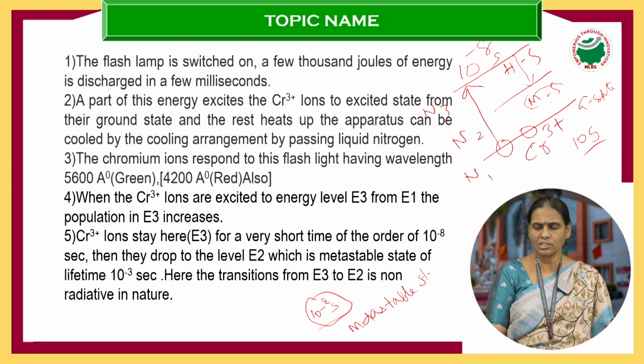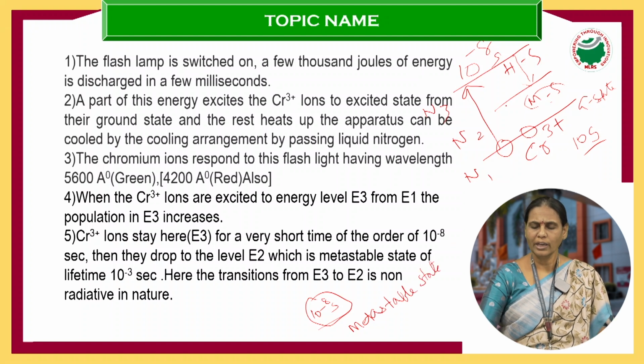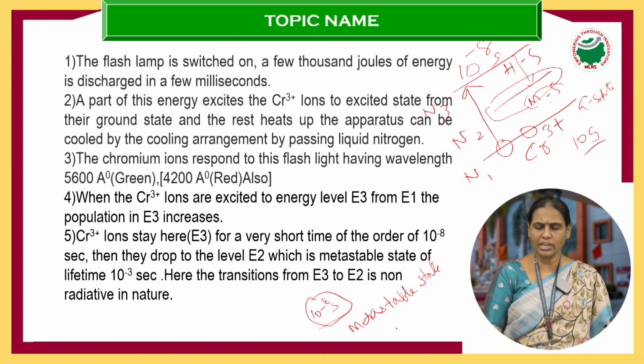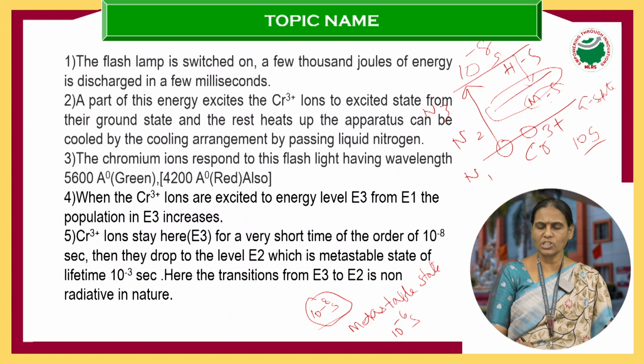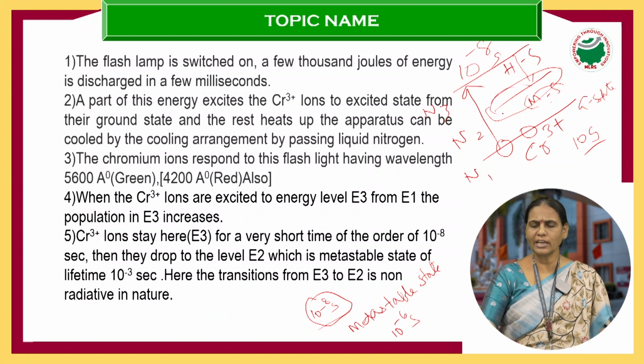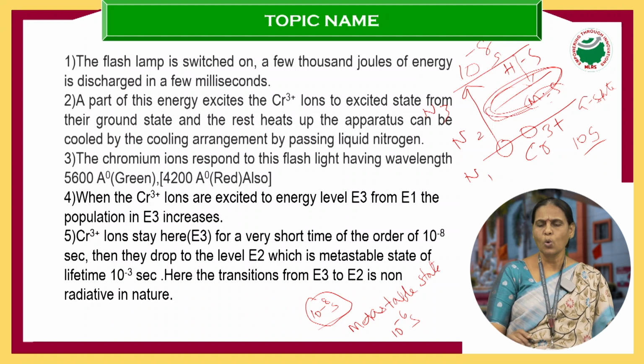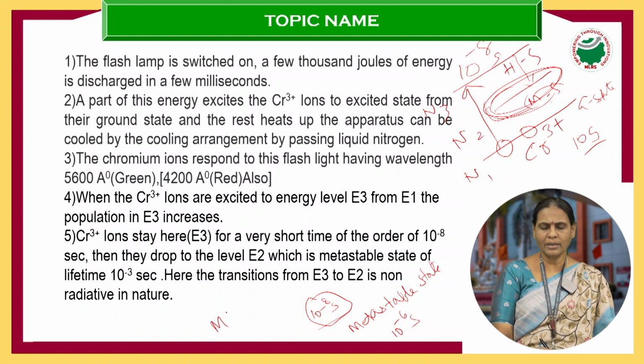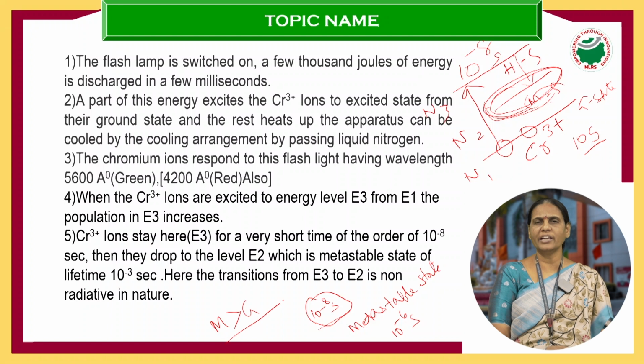It is called the metastable state. Now, if you observe, the atoms in this metastable state stay for a time of 10 power minus 6 seconds. You can see this one: this is 10 power minus 8, this is 10 power minus 6. A few seconds of time only, but in that time itself, more population gets deposited in this M state. Once more population is deposited, you can see that M is greater than G.